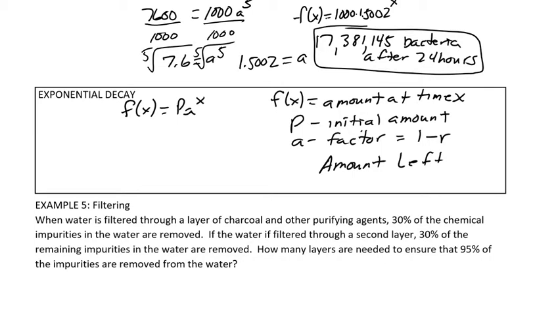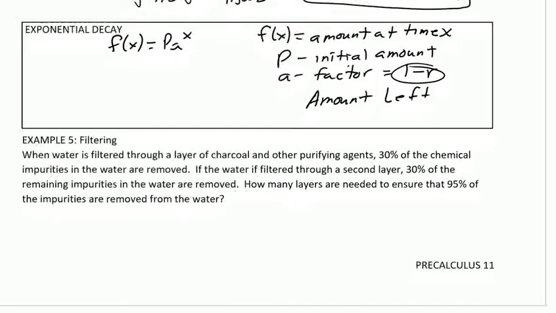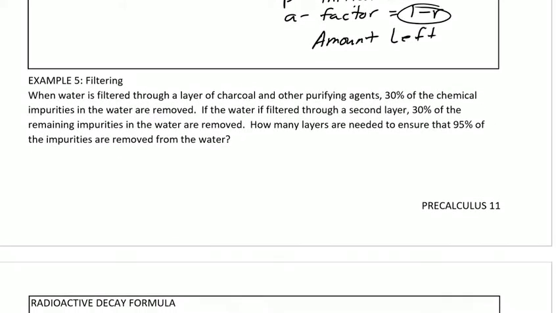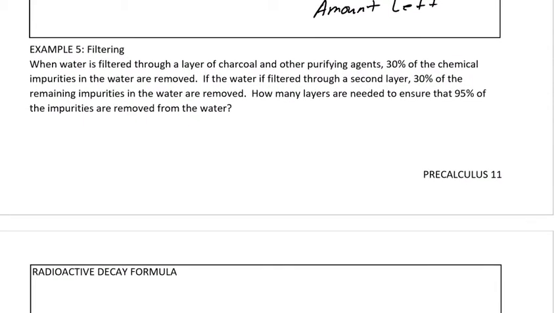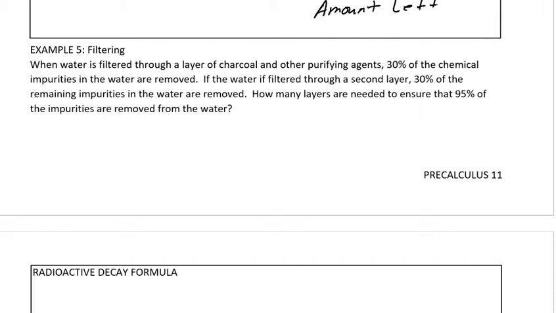Filtering. When water is filtered through a layer of charcoal and other purifying agents, 30% of the chemical impurities in the water are removed. If the water is filtered through a second layer, 30% more are removed. How many layers are needed to ensure that 95% of the impurities are removed from the water?